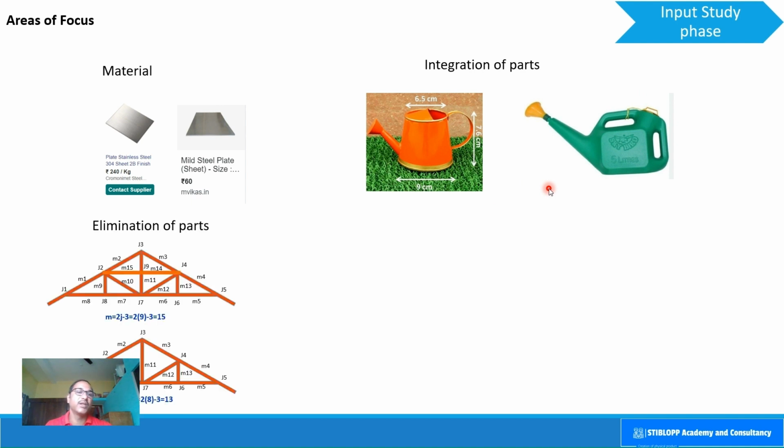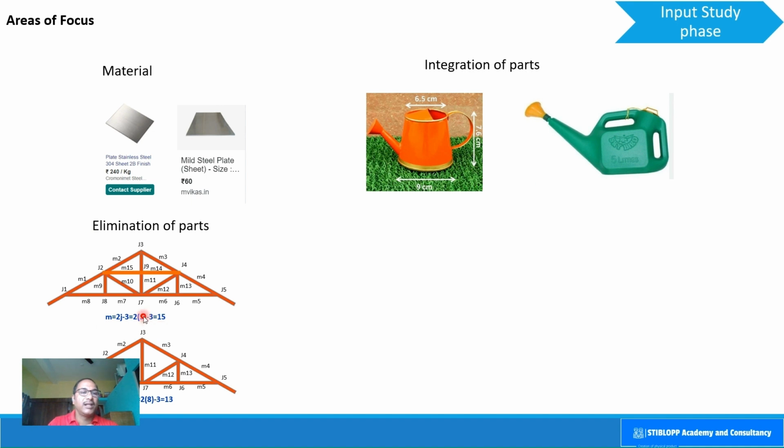And the third area to be focused is elimination of the parts. Friends, if you look at this particular design, this is the design of a simple truss. Each truss is designed using a formula, which is m = 2j - 3. Here m represents the number of members and j represents the number of joints. We all know this. Now, if we look at this particular design, the number of members matches the number of joints by means of this formula.